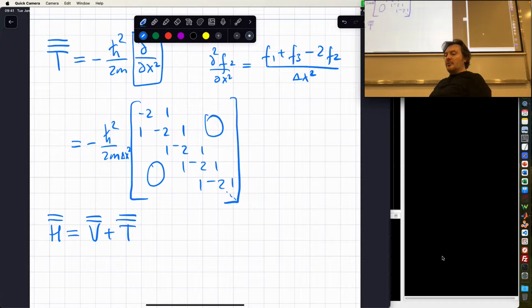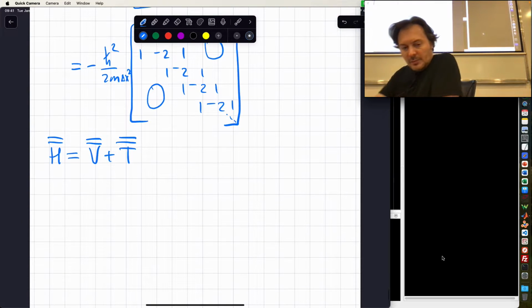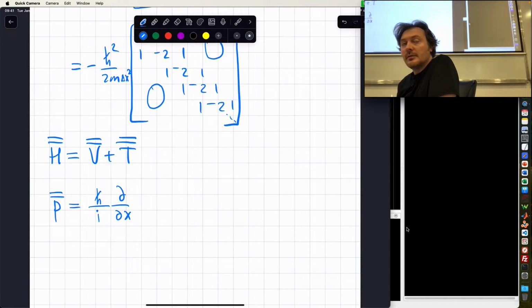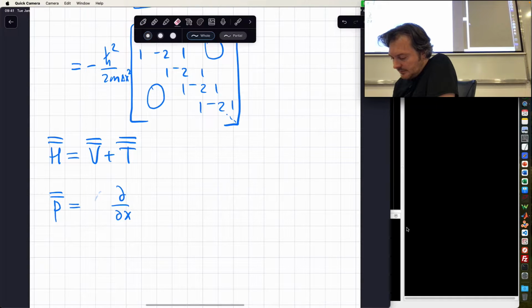What else could be interesting to us? Momentum operator. This one is h bar over i, del over del x, right? Do you agree with this? Actually, I can write it. Okay, let me leave it like this.